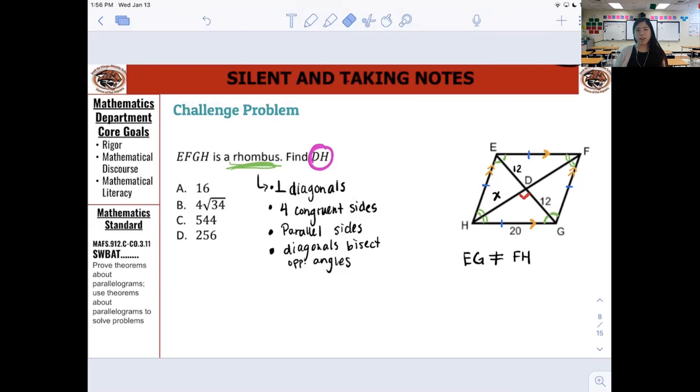Area. Okay, area. Let me think about it so that I can answer for you. Well, area would tell me the area of the whole rhombus. Area wouldn't help me to find one of those side lengths. I mean, we don't even know the height, right? So if I wanted to do the height, I don't know the height. All I know is the base is 20. I don't know the height though.